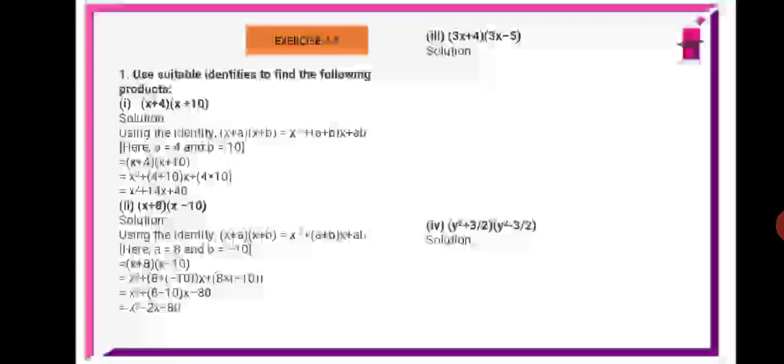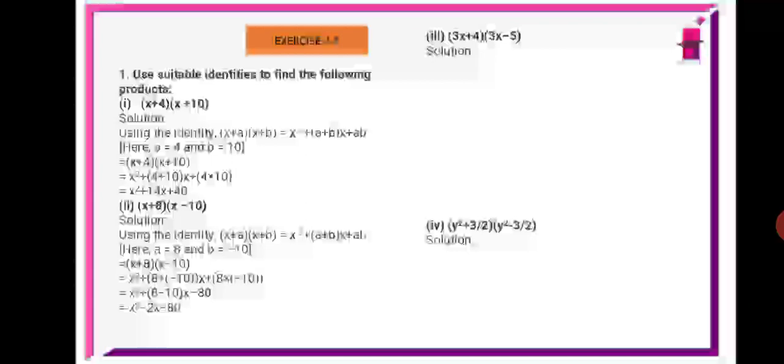Now here, use suitable identities to find the following products. So (x plus 4) into (x plus 10), here you can use the (x plus a) into (x plus b) algebraic identity. So based on the identity here, x equal to x, a equal to 4 and b equal to 10. If you substitute in the equation, you will get x square plus 14x plus 40. The second example is also the same. Here x equal to x, a equal to 8 and b equal to minus 10. If you substitute this, you will get x square minus 2x minus 80.